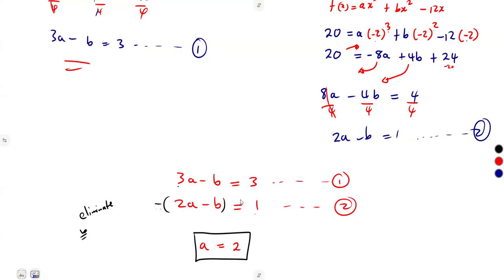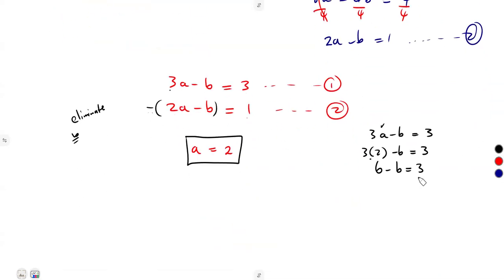When a is equal to 2, find the value of b. Simply substitute 2 in place of a in any of the equations. So I'm just going to use the first equation. In place of a, I'm going to put 2: 3 times 2, that's 6, minus b is equal to 3. So I need to solve for b. Taking the 6 to the other side is going to be negative there. So 3 minus 6, that's negative 3.